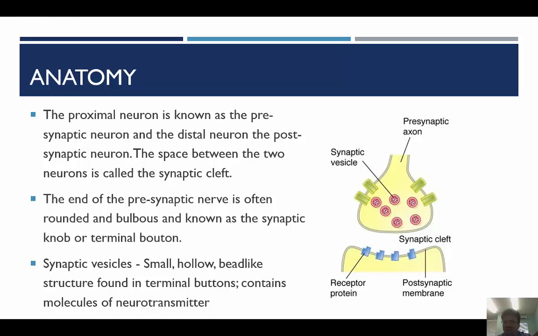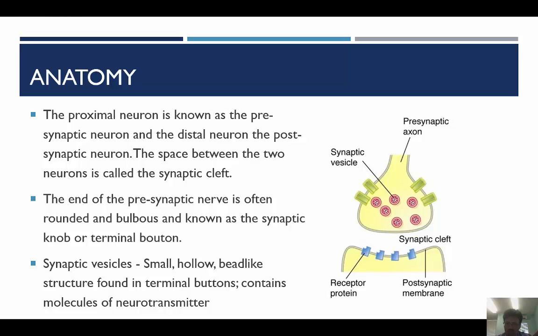Often we refer to the end of the presynaptic neuron, its terminal where it gets a bit round and bulbous, as the synaptic knob or the terminal button, and you should know that already. Inside of the terminal button are some small circular, globular structures called synaptic vesicles. And inside of these vesicles, we find the chemical messenger, the neurotransmitter. On the postsynaptic membrane are the receptor proteins, which are the receptors that will receive the neurotransmitter, which will then signal the postsynaptic response.